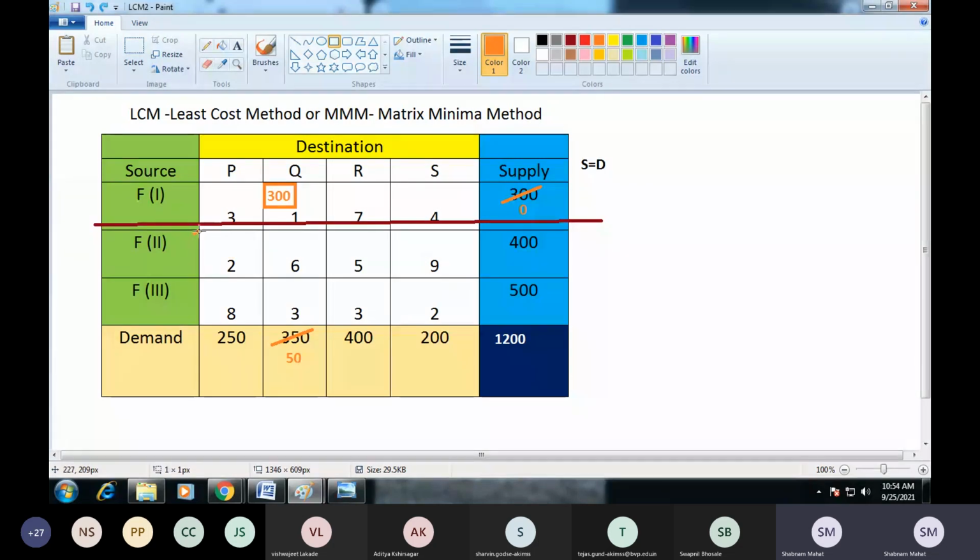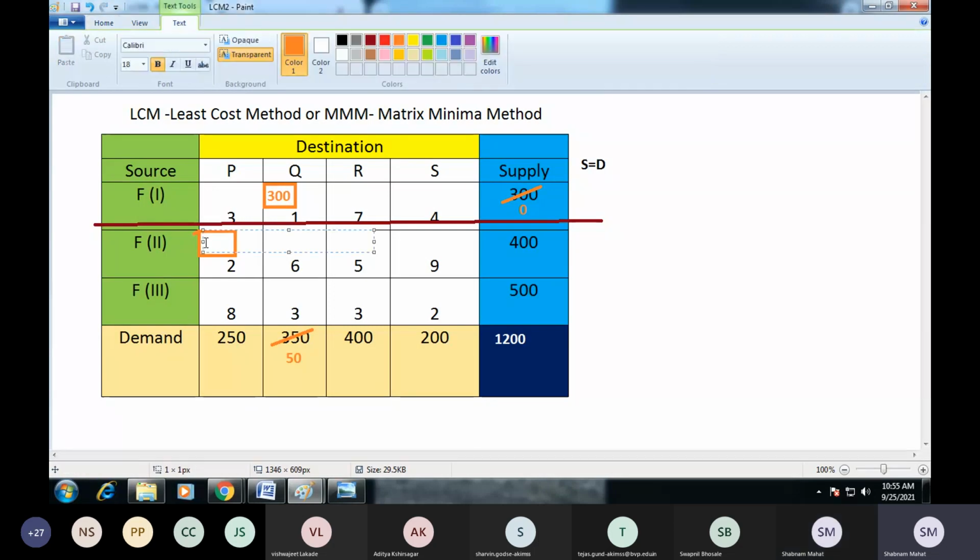If I select this cell, first of all check that the demand for this cell is 250 and the supply available is 400 units. So out of 400 units, I can fulfill the total demand of 250 units. So 250 is the minimum value. I provide all 250 units.